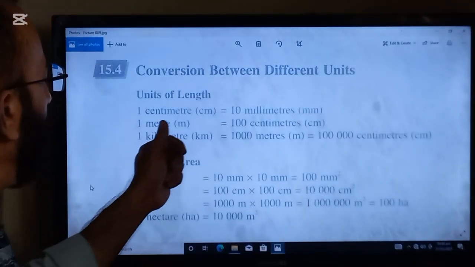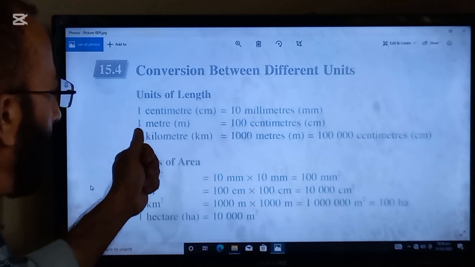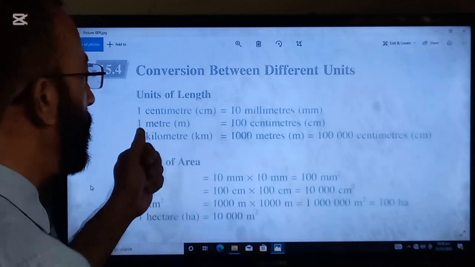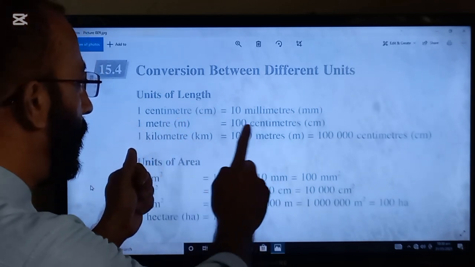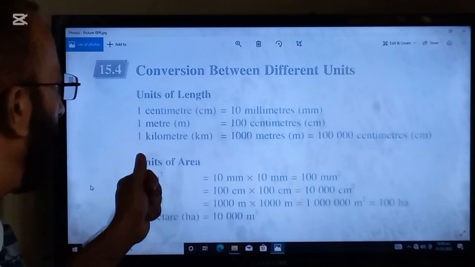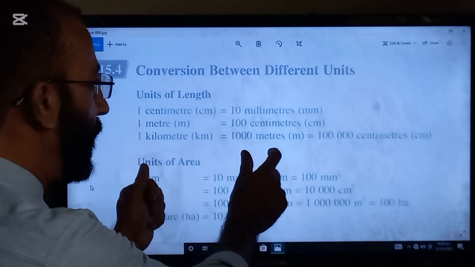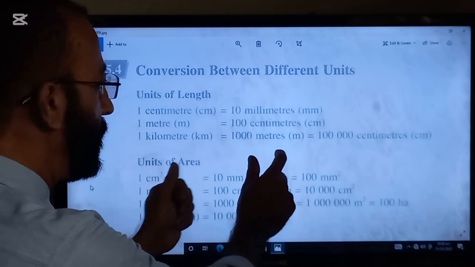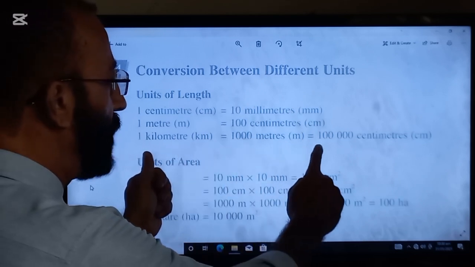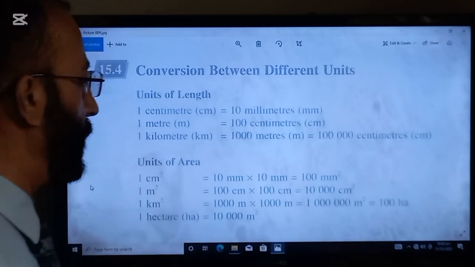So the units of length are: in 1 centimeter there are 10 millimeters, in 1 meter there are 100 centimeters, and in 1 kilometer there are 1000 meters. And because in 1 meter there are 100 centimeters, 1 kilometer will be equal to 100,000 centimeters.